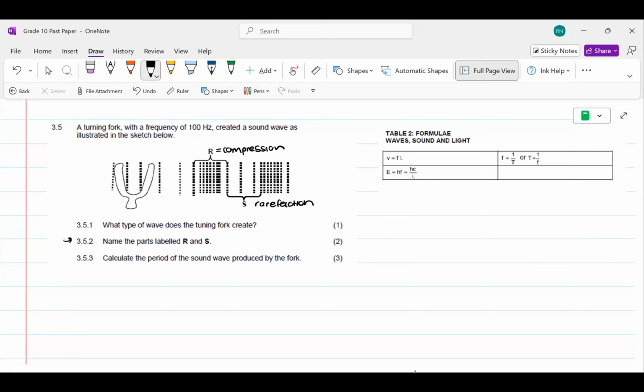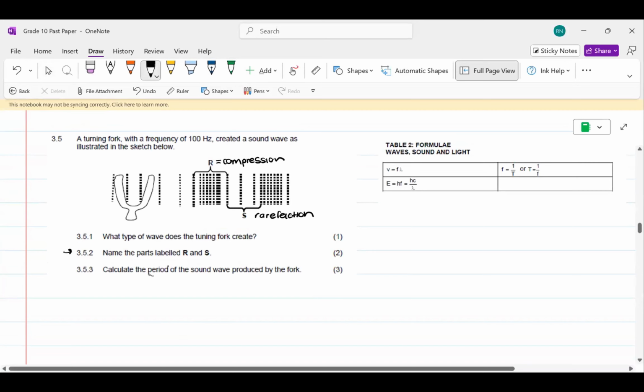Now what did they tell us in the question? They said a tuning fork with a frequency of 100 hertz has created a sound illustrated and sketched below. Calculate the period of the sound wave produced by the fork. Now, oh, it is on our formula sheet. So let's find the period of the sound wave.